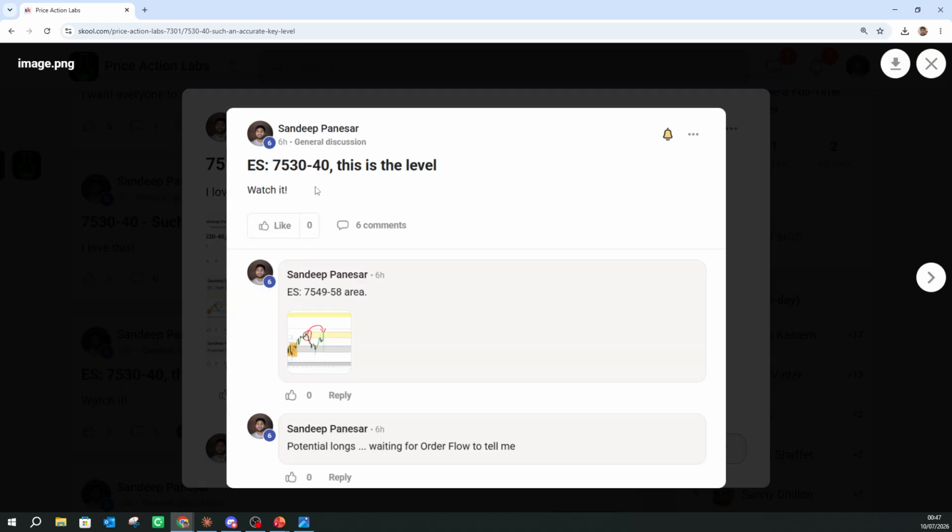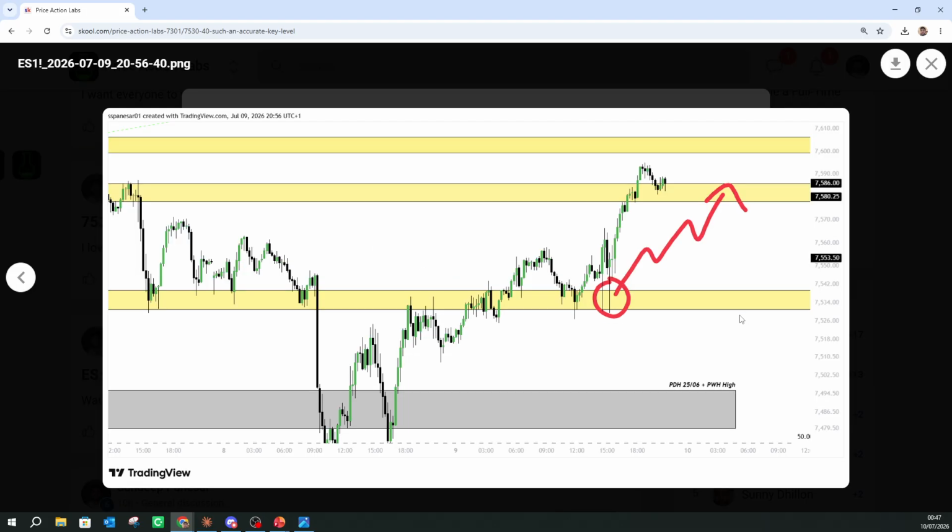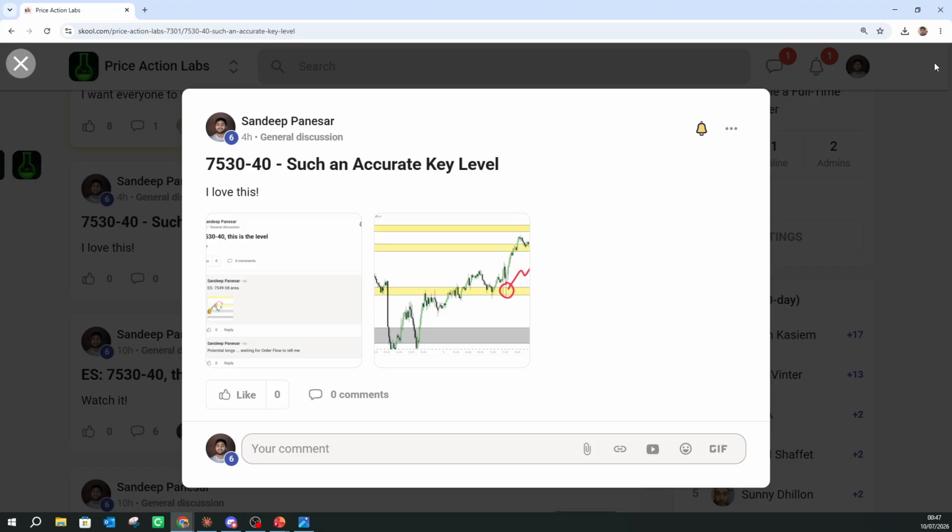So if you look back here, this was 6 hours before I posted this, 4 hours ago. As you can see, 75, 30 to 40 was a key level. Okay, it was a key level. And your question, or your approach, should be: how do I get this now? How do I do this?